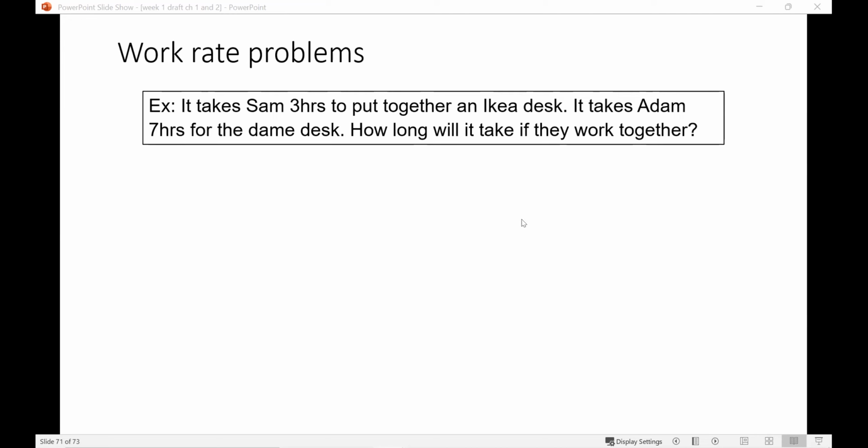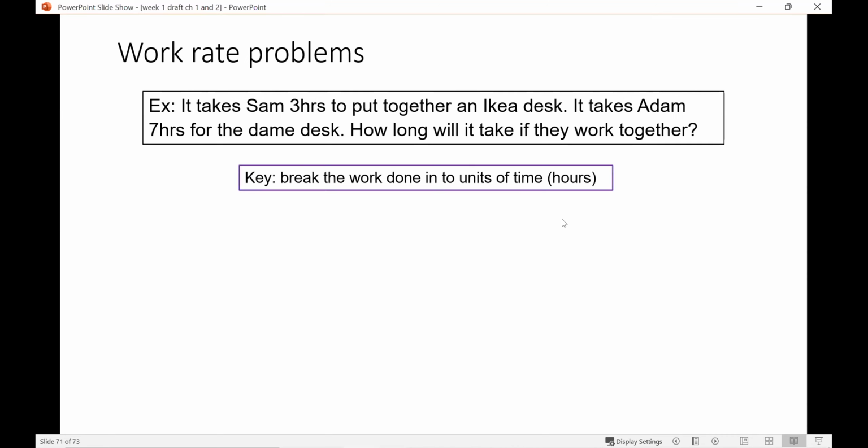All right. So these kind of work problems or rate problems have multiple ways to solve them, but an interesting technique I'm going to show you right now, and it's a really fun way to solve these guys. So what we're going to do is break the work done into units of time. So since our units of time are in hours, we're going to say how much work are they each doing in an hour? Like how much of the desk are they each getting put together in the first hour?